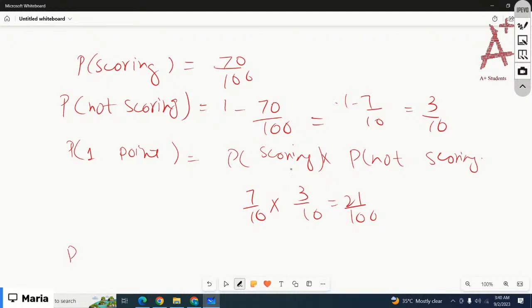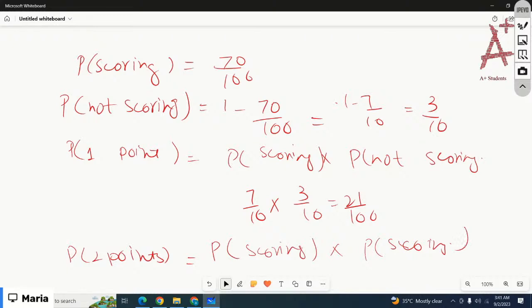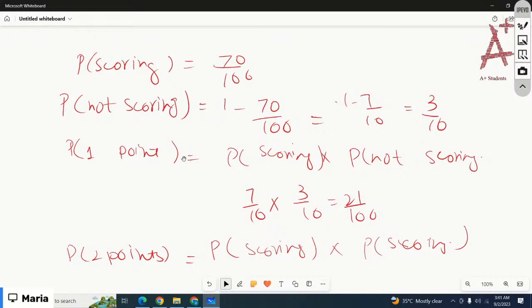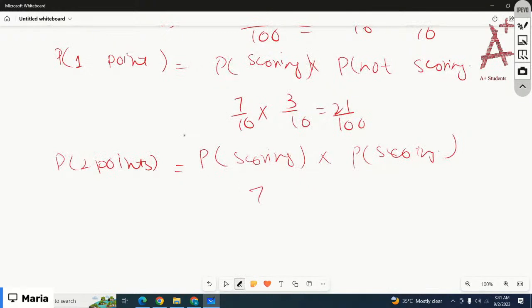Then you have to calculate the probability of 2 points, right? That means it would be the probability of scoring and scoring. So you have to do 7 over 10 times 7 over 10, because the probability of scoring is 7 by 10. So 7 by 10 times 7 by 10 would be 49 over 100, right?